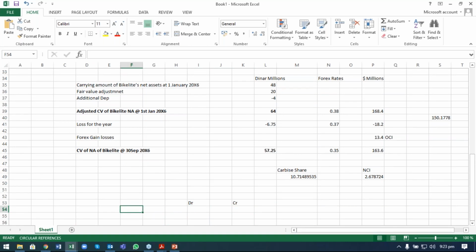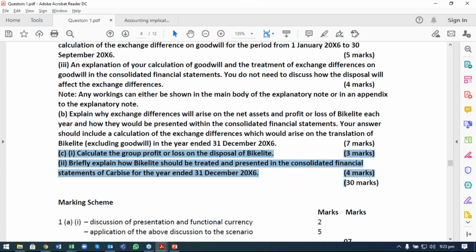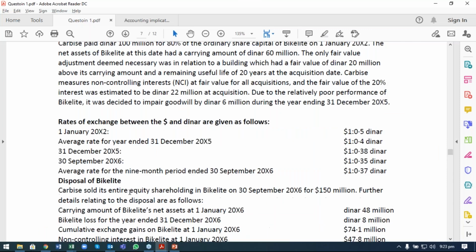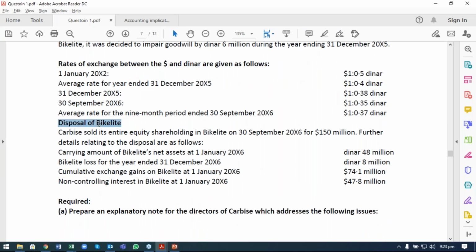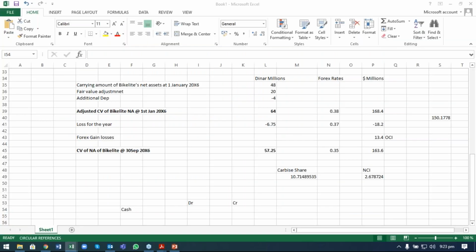You should be updating the cash consideration, how much cash you have received by disposing of this subsidiary, Backlight. That disposal was provided within the question in the last section. Carby sold its entire equity holding in Backlight on 30th September 20X6 for 150 million. So the cash you have received is 150 million dollars, right? This is always provided in dollars.